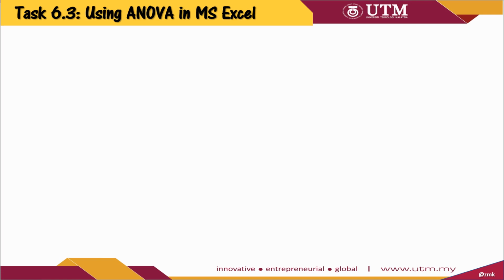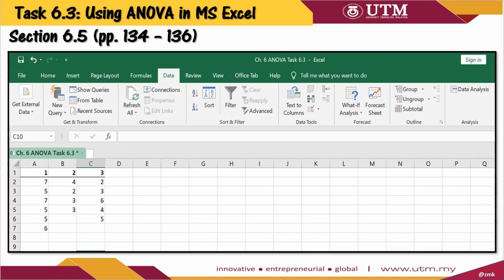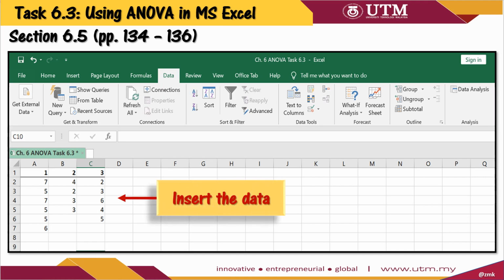Back to using the Excel program, you may refer to section 6.5 in Statistics for Engineers textbook, pages 134 until 136 for detailed explanation. In this slide, to solve task 6.3 using Excel, what you need to do first is to insert the data in the Excel environment. Next, click on the data in the main menu where you will see data analysis.